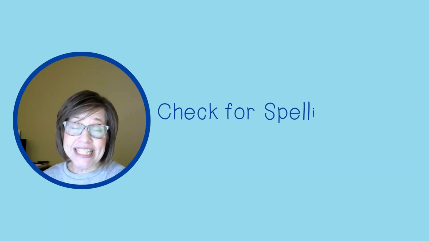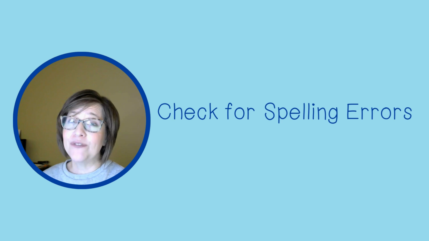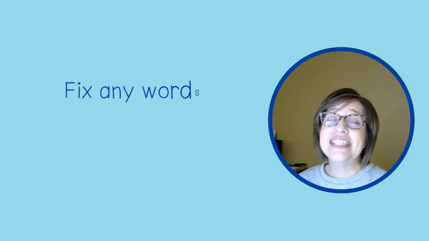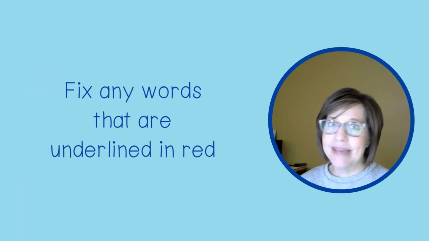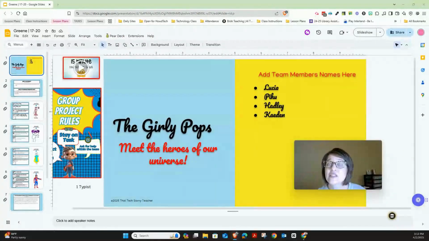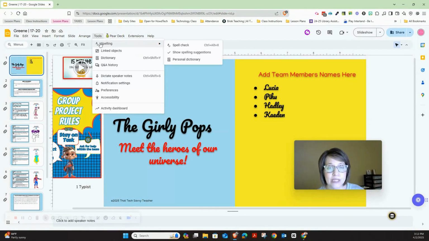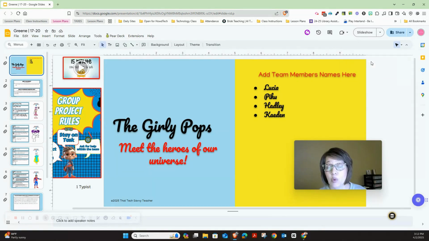Make sure your work is neat and professional by checking it for spelling errors. Fix any red underlines you see and don't skip this step. To find Spellcheck, all you have to do is go up to Tools and then choose Spelling and the very top one. We'll walk you through any suggestion that Google has for words that are not found in its library.